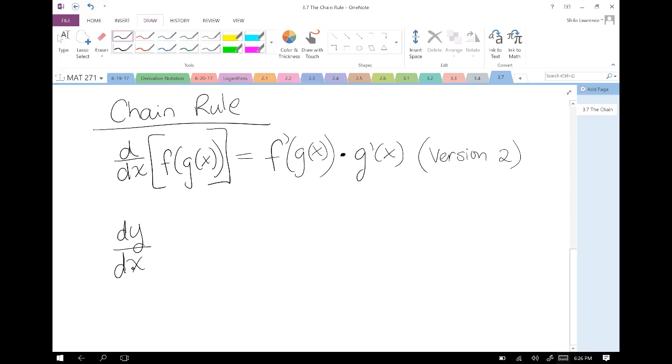They say that dy dx, which is just another notation for derivative, can be broken apart into two pieces. They say it can be dy du times du dx. So dy du is the derivative of the outside piece, and du dx is the derivative of the inside piece.